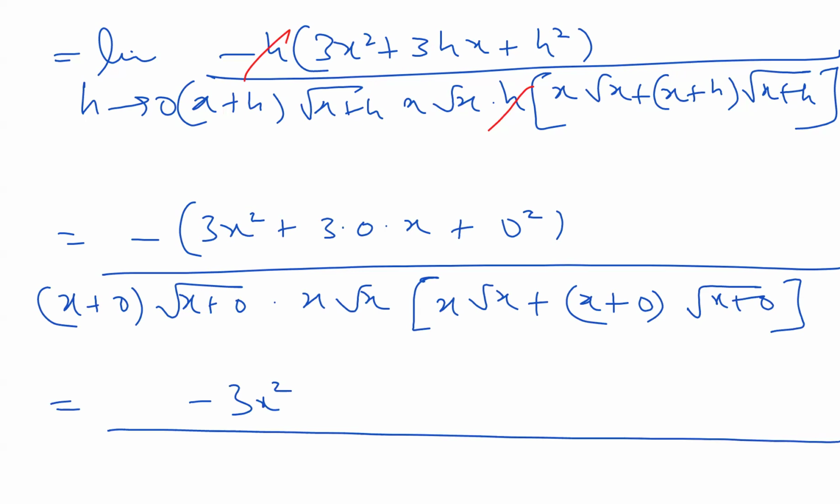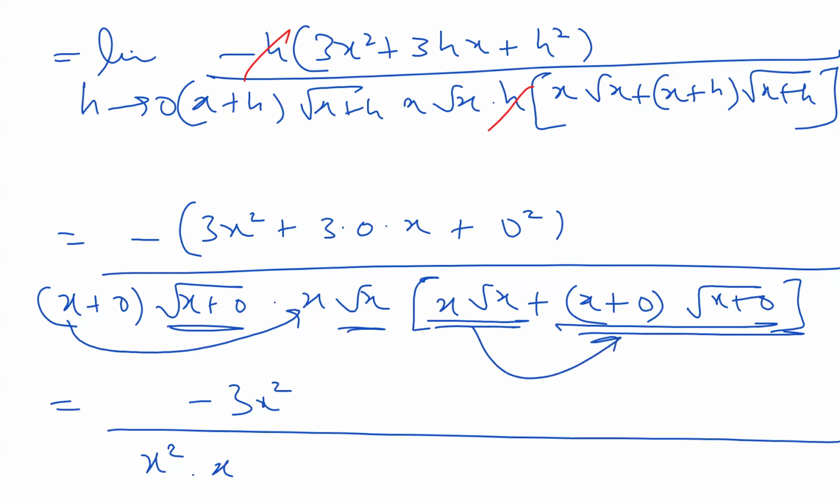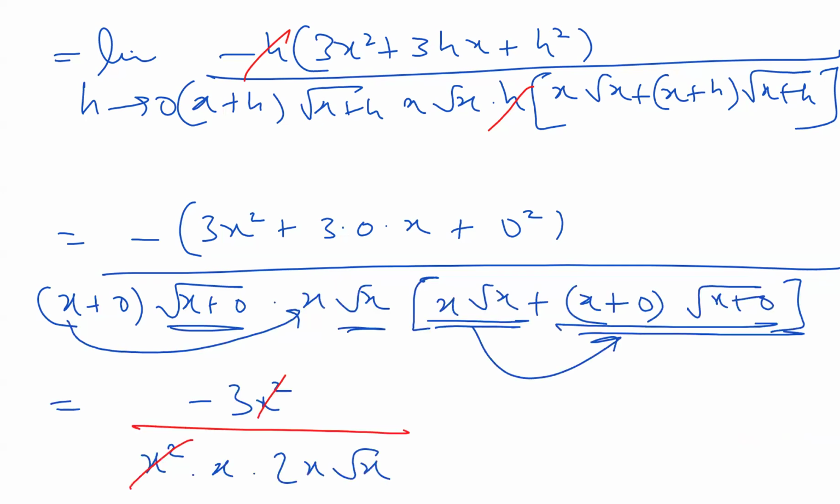So minus 3x square, okay, this x into this x is x square, fine, and root x into root x is x. Now this is x root x and this is also x root x. x root x plus x root x is 2x root x, fine. So what happens is this x square and x square will go and the final answer will be minus 3 upon 2x square root x.